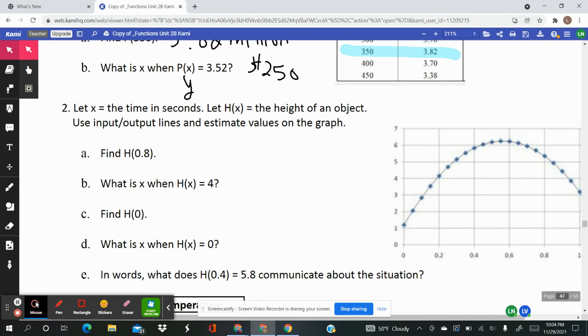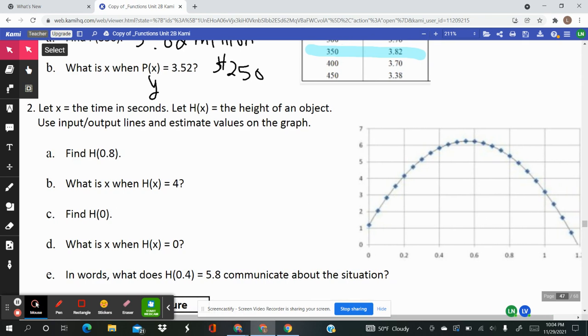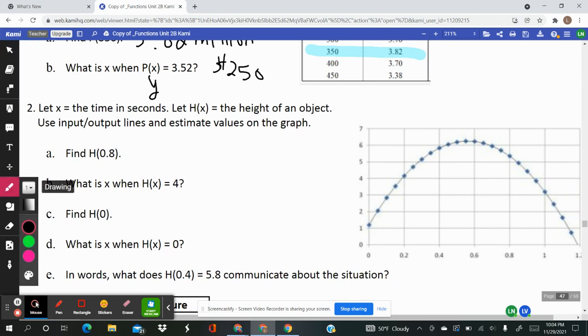So you know what? Our graph over here doesn't really have enough information, so I'm going to add a little bit more. It says let X equal the time in seconds. So let's add that in. Time in seconds. And then let h of X equal the height of the object. Again, we're going to make this h of X, which up until now we have been using Y. So we're finding the height after 0.8 seconds.